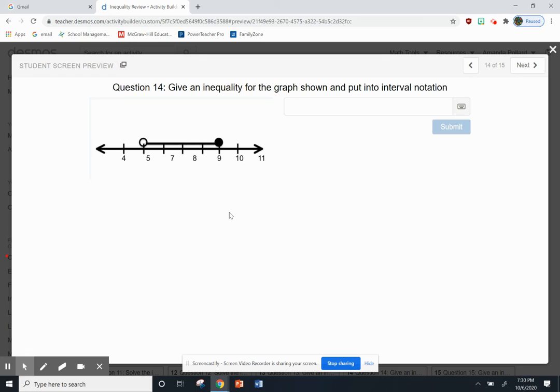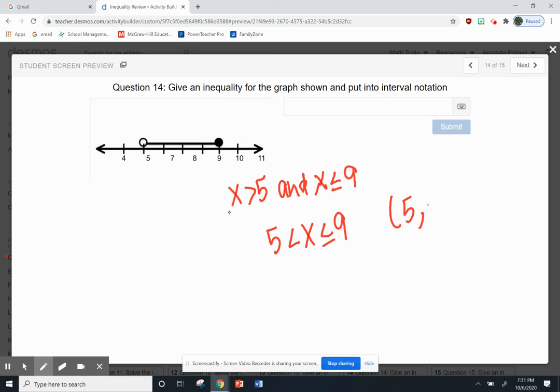This one I can say x is greater than 5 and x is less than or equal to 9. And then I would put this in a combined one if I wanted to, as x is greater than 5 and less than or equal to 9. And then my interval notation would be 5, comma 9.